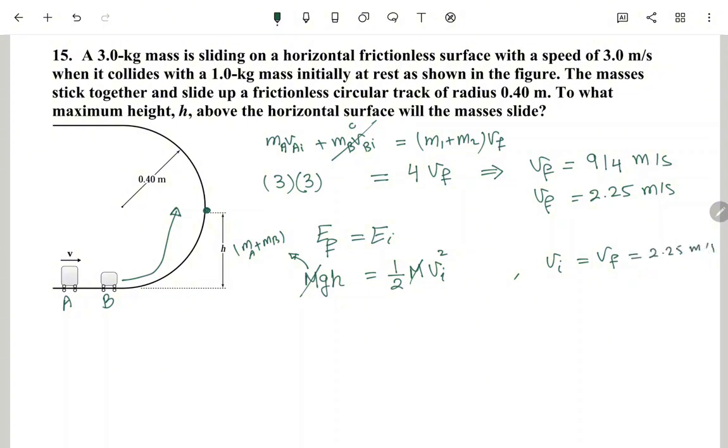You substitute this here, you will find h equal to v final squared divided by 2g, or 225 squared divided by 20, and after all the maximum height will be equal to 0.25 meter.